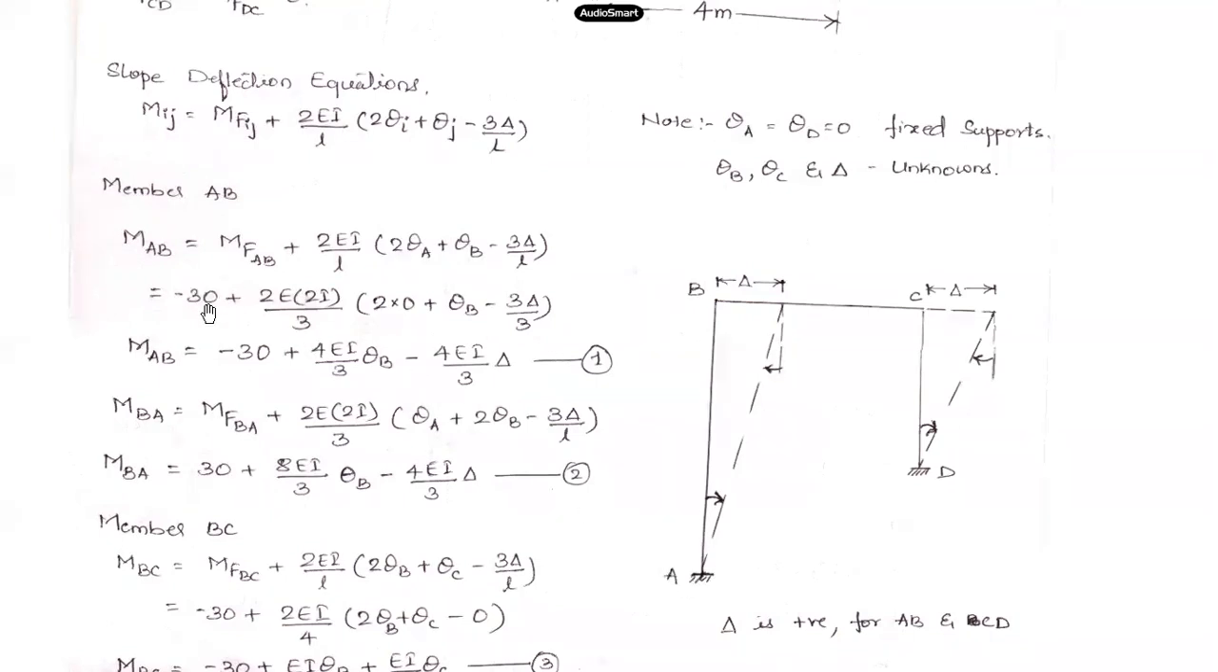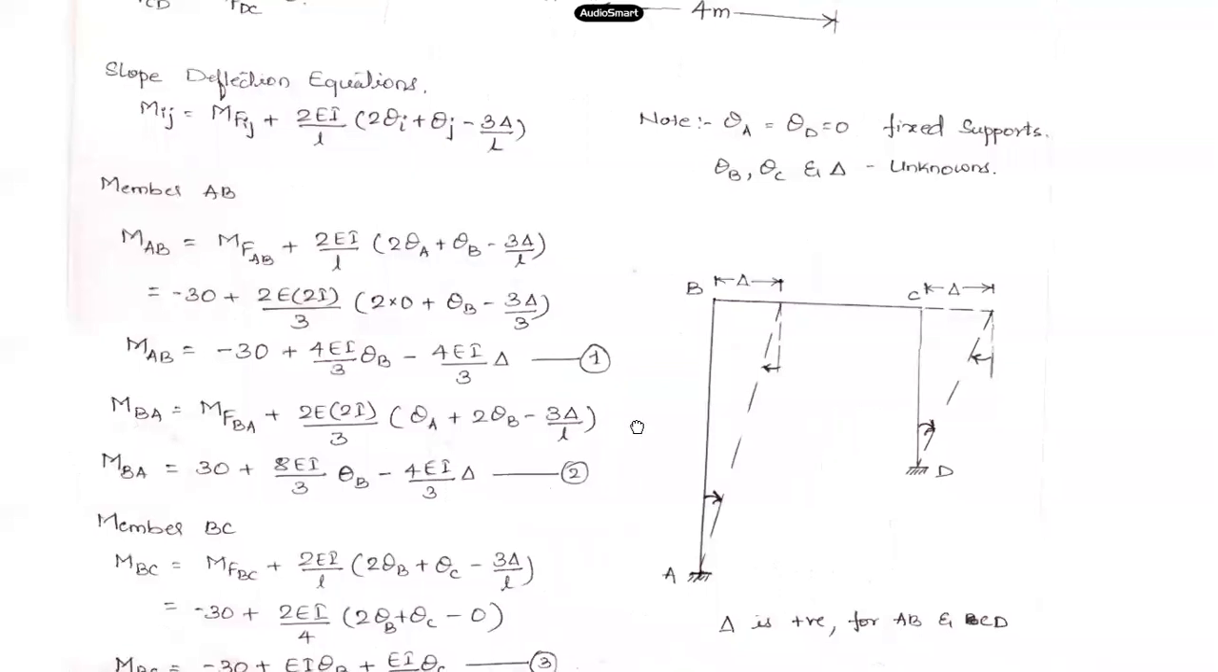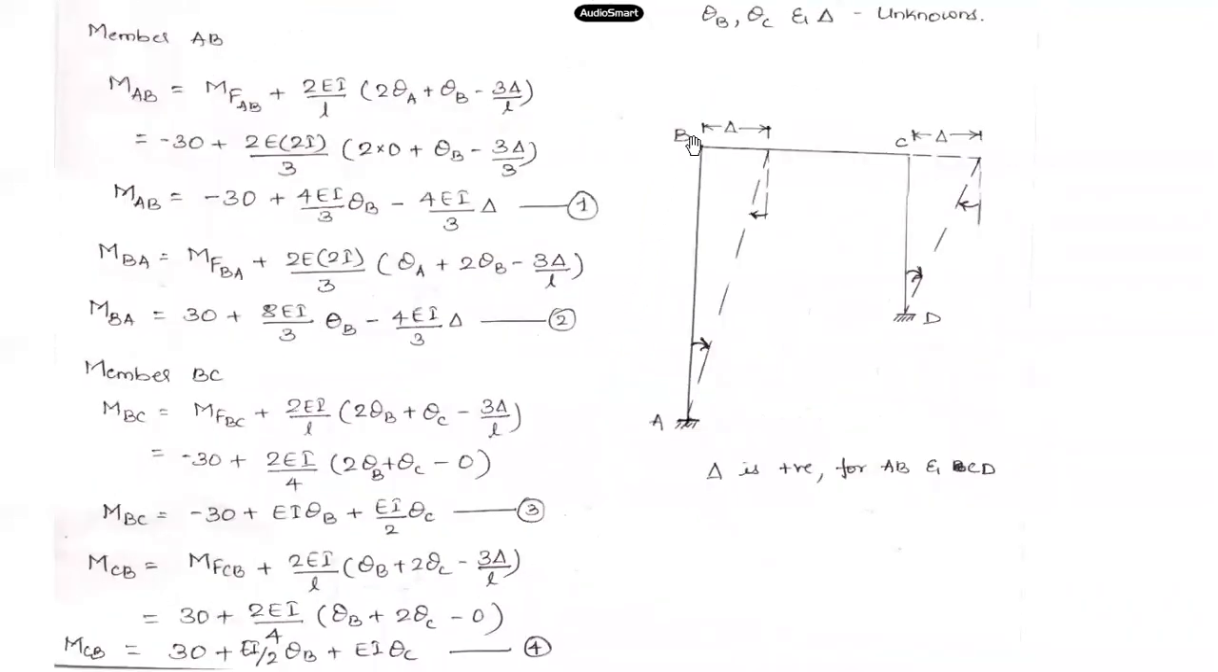Okay. So on simplification of this equation, what you have is MAB will be equal to minus 30 plus 4EI by 3 into theta B minus 4EI by 3 into delta. You can check this, verify that. Once you cancel all the terms, you'll get this simplified equation for MAB. We'll call this the first slope deflection equation, equation number 1. Okay, I'll come to joint B now.